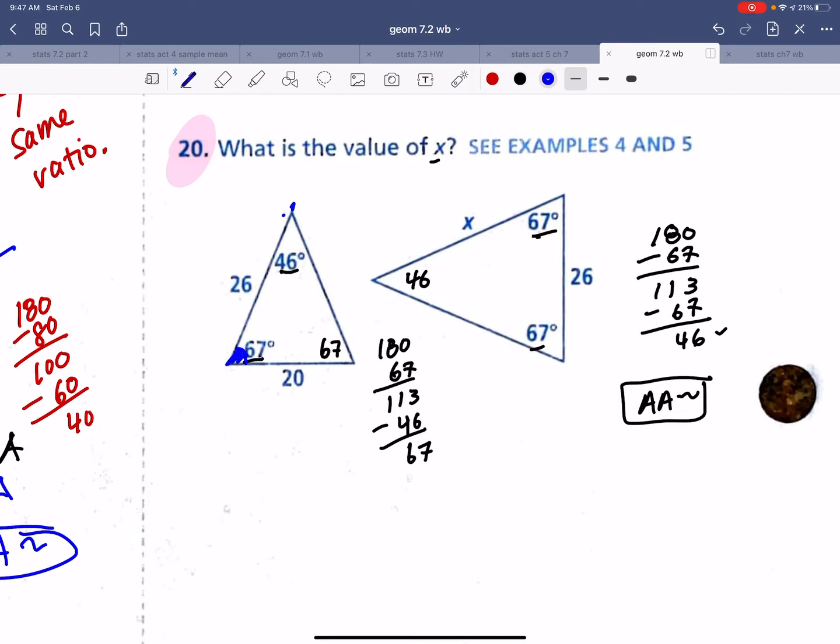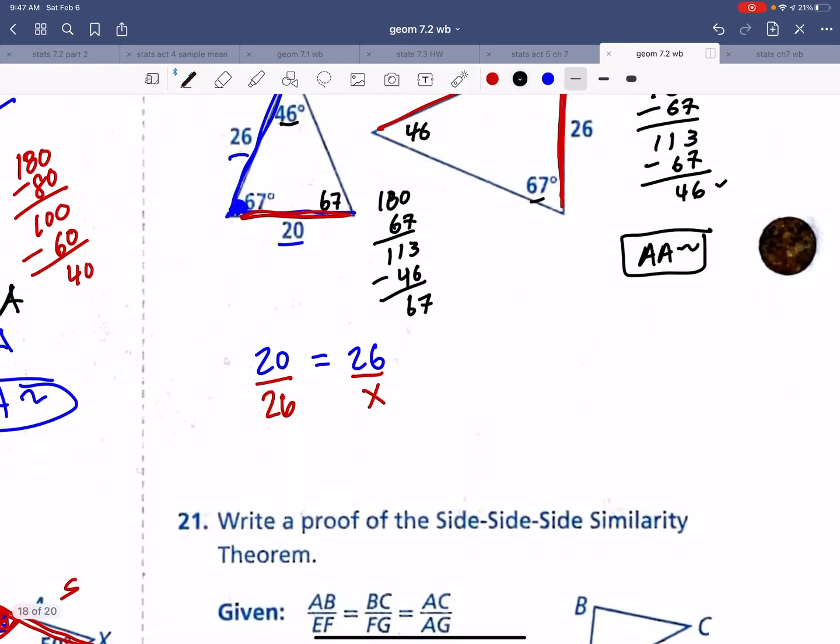So see this angle 67. Okay, so I can order those least to greatest. And we can make sure that the shortest side corresponds here. So the shortest side, and then one of these sides, right? So we can cross multiply to solve. So the first wing here is 20 times x, and the other wing is 26 times 26.